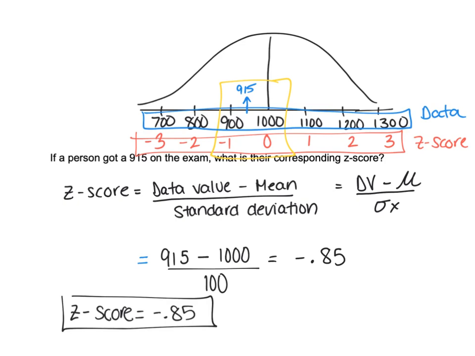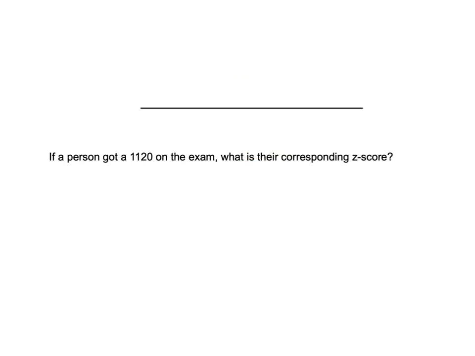All right, let's try one more example. Okay, so still same situation. So we're going to draw another picture. We have our bell curve. My mean is still 1,000.